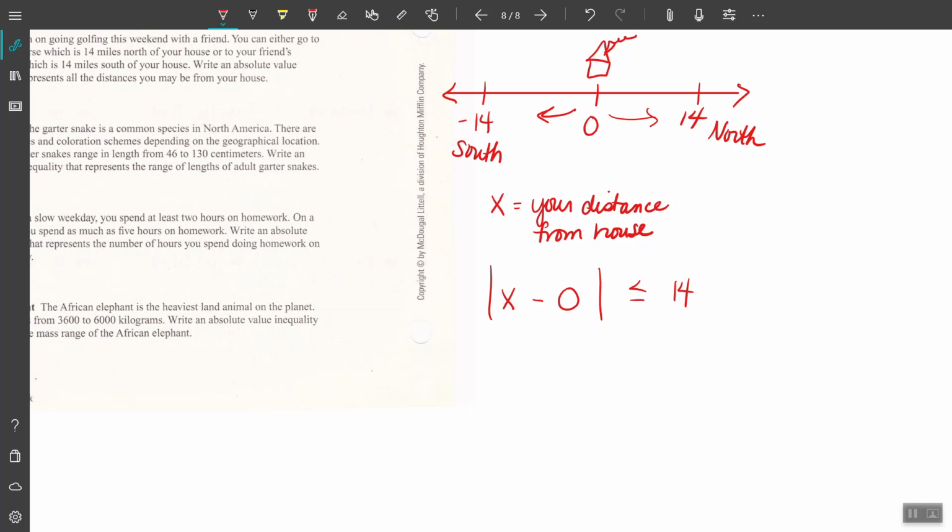So the 14 out here is called the tolerance. This is the max you can be either direction from the mean of the extremes, which is what we call this right here.